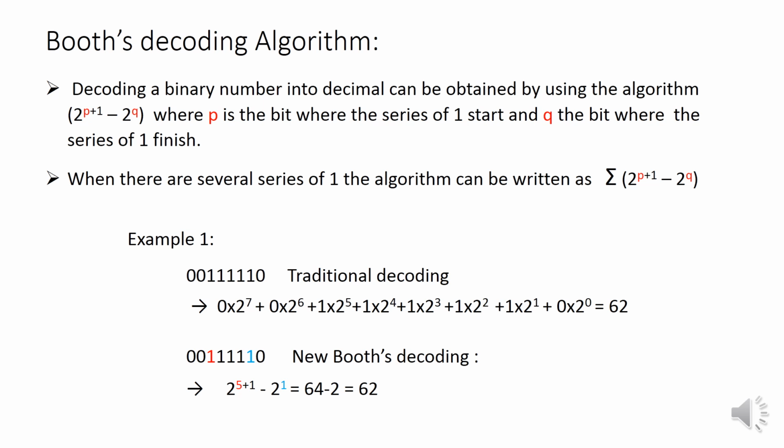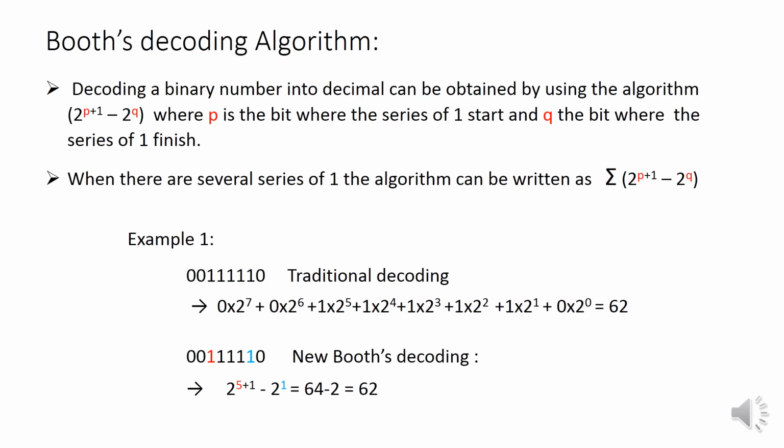Let's explain that. Suppose that we have a binary number made with a sequence of ones having some leading and succeeding zeros. It has been found that in this case the conversion of a binary number into decimal can be done in a way better than the traditional way. Let's see an example.